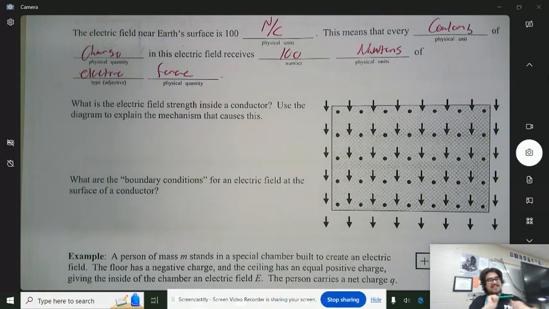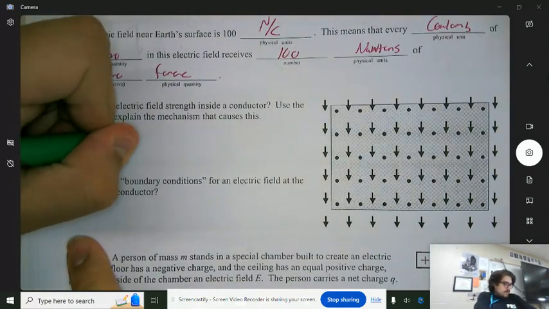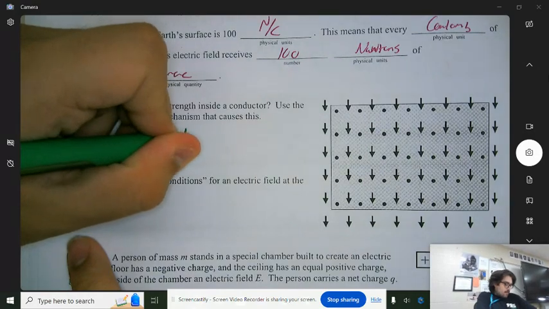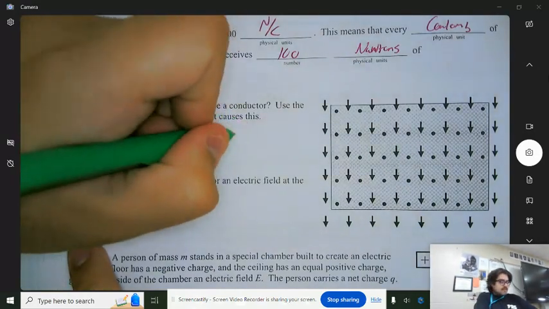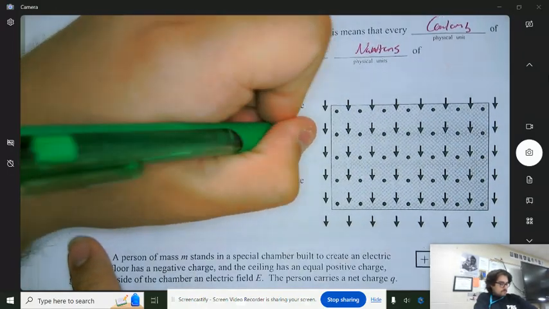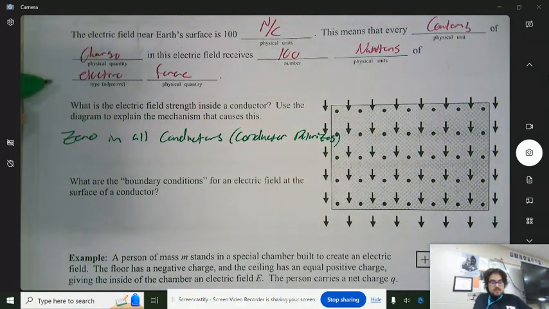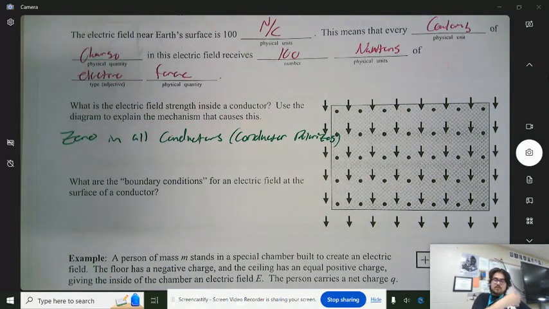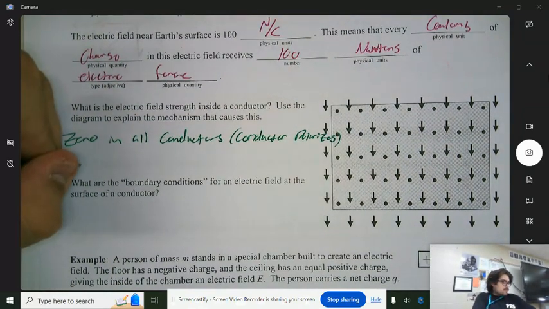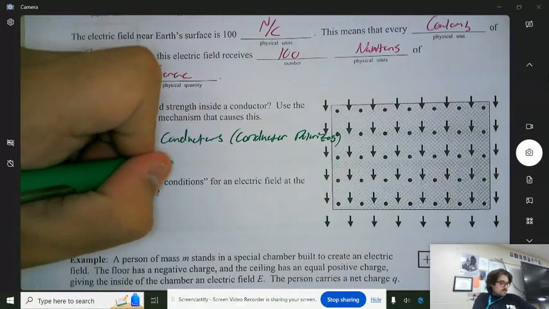So inside of a conductor, okay, it's 0. In all conductors, okay? Because the conductor kind of polarizes, right? Okay, the conductor polarizes. So what happens is on the surface of the conductor, the charges move around due to the E field.